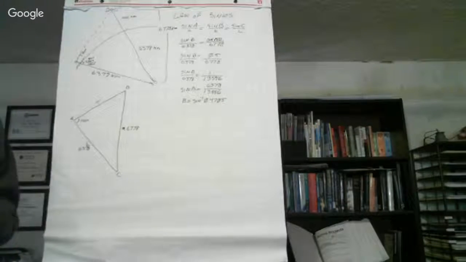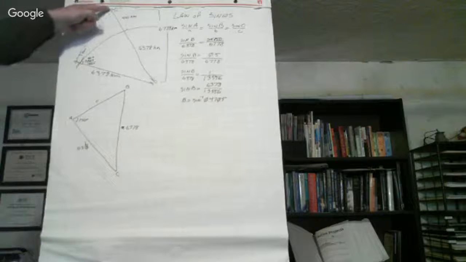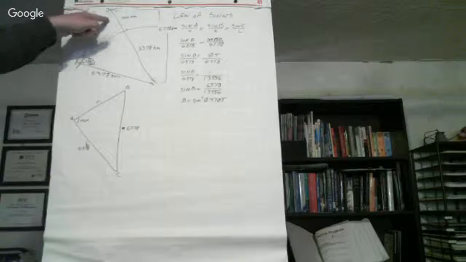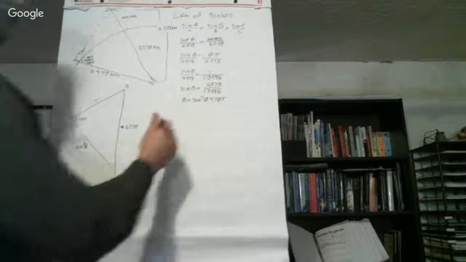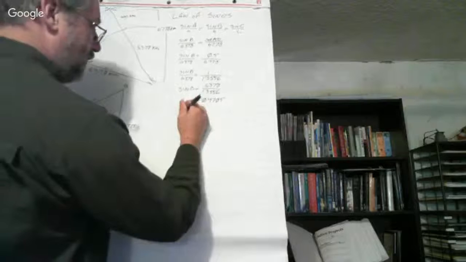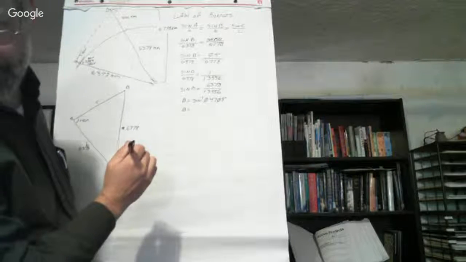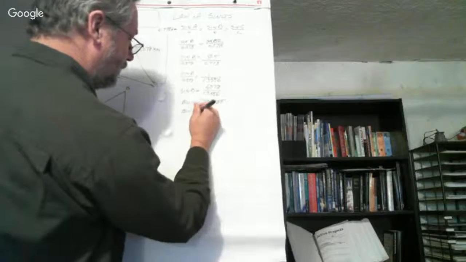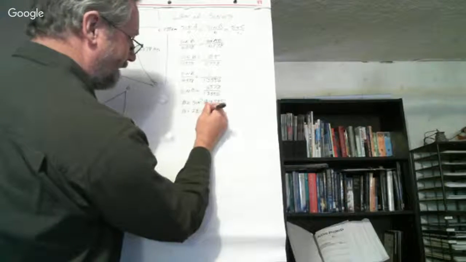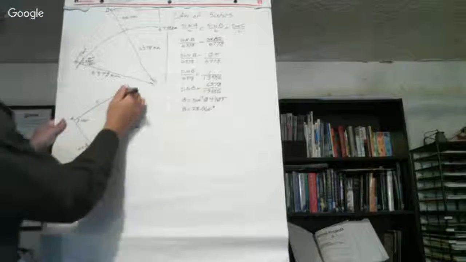Well, let's plug that into a calculator. And we have the look down angle from ISS to here. In other words, we have this angle, we have B. Doing that math, we have B is equal to 28.066 degrees. So there you go.